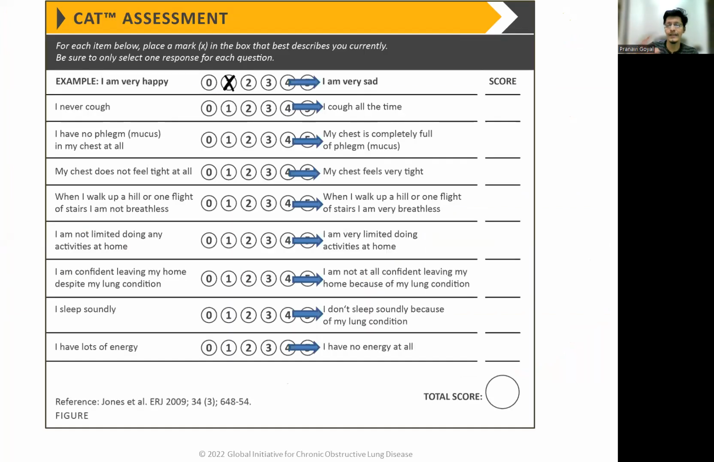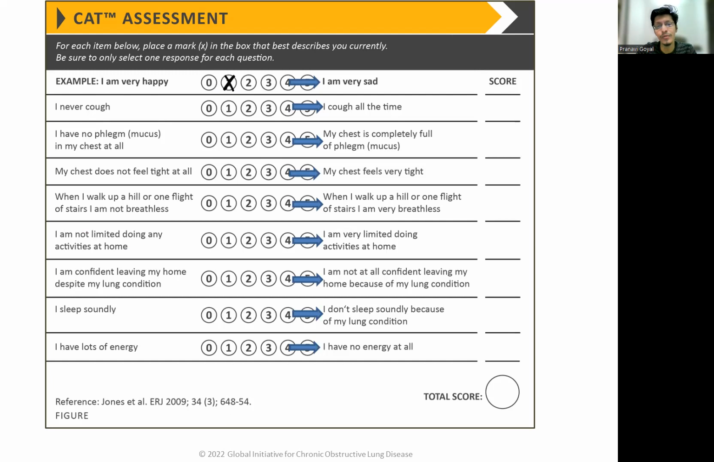Now you have a CAT assessment chart in which you ask the patient, do you cough all the time? Do you have breathlessness all the time? Do you feel a lot of phlegm or mucus in your chest? Do you feel tightness in your chest? Do you have difficulty in walking uphill or up one flight of stairs?